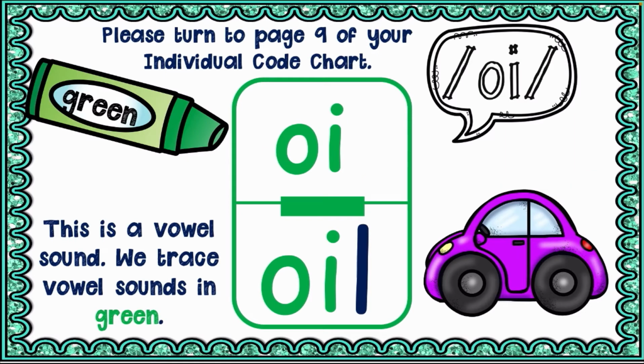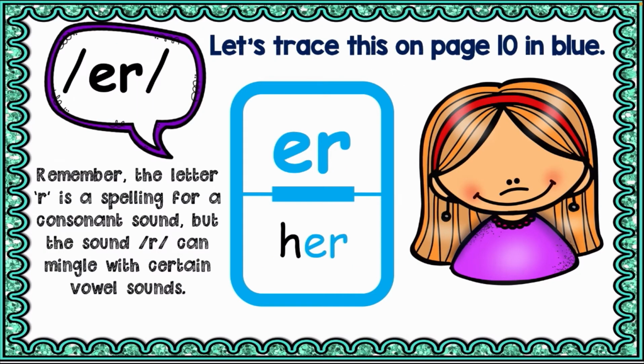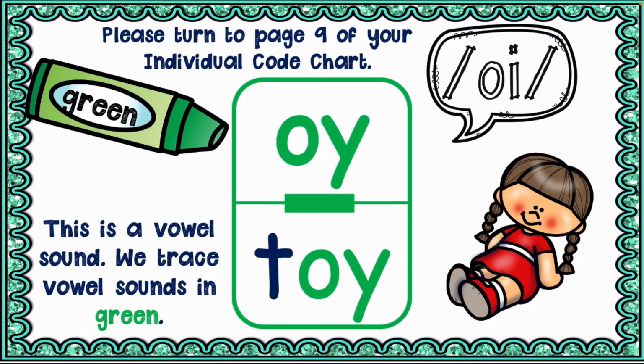Now we have the oil sound as in oil. We have the er sound as in her. Now remember the letter R is a spelling for a consonant sound, but the sound R can mingle with certain vowel sounds. You can find this in your individual chord chart. This is the oi sound spelled oy as in toy.